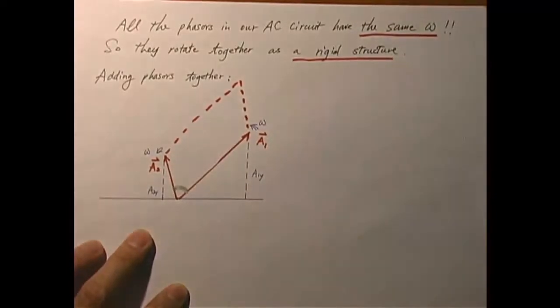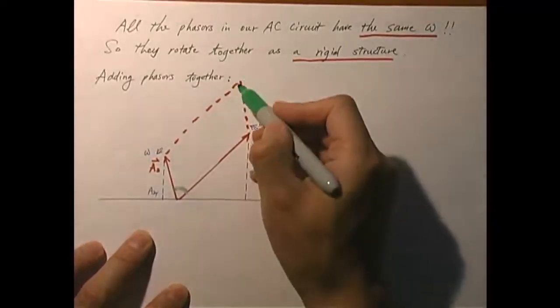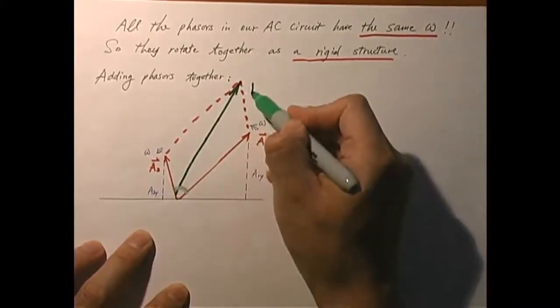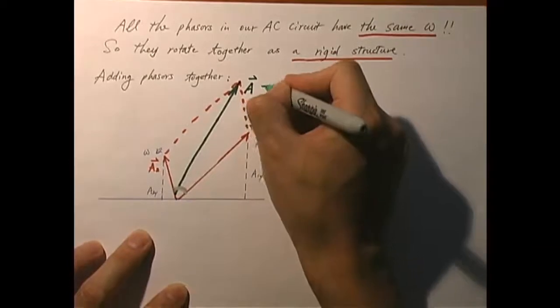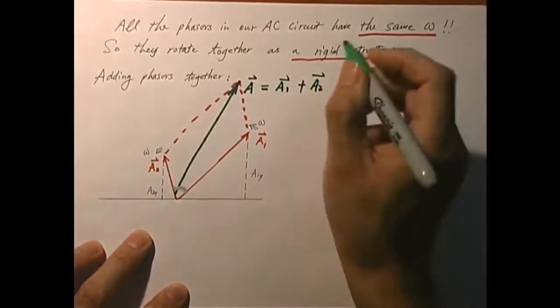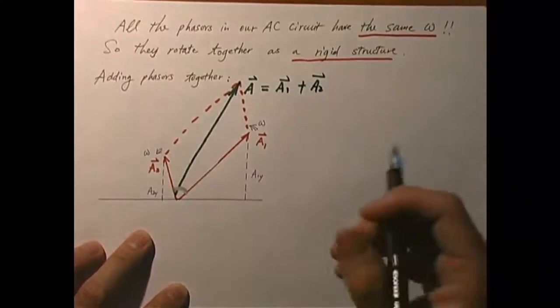And I'll get the resultant phasor. Okay, I get a resultant phasor, which is vector A1 plus vector A2. Right? That's A, which is equal to A1 plus A2. And what's so special about this resultant vector?